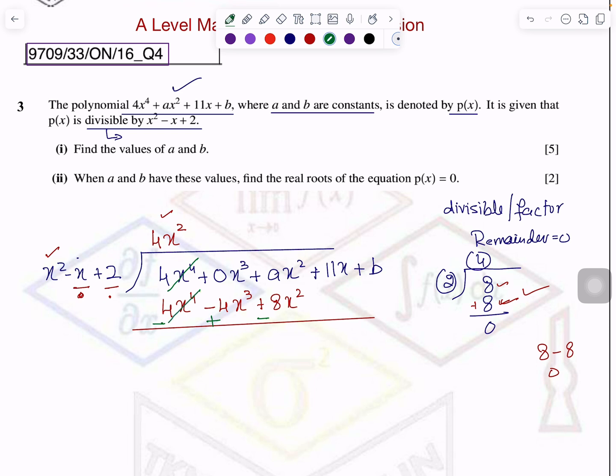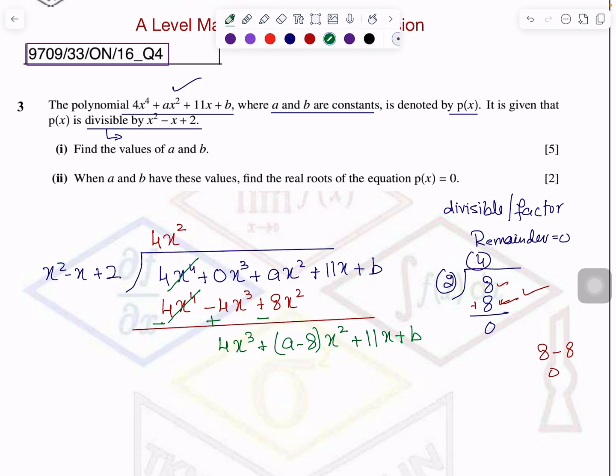Now this is cancelling. So 0x cube plus 4x cube will become 4x cube. Ax square minus 8x square will become what? A minus 8 x square, because we don't know a. And the remaining terms you will copy down as it is. So now what is done is, just a minute, let me erase this so that we can use it for the next.